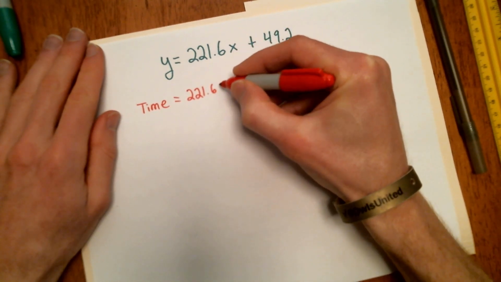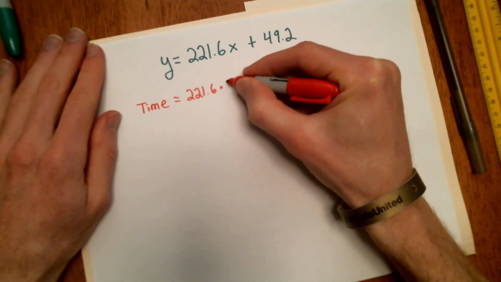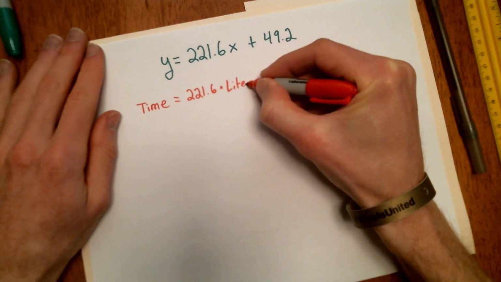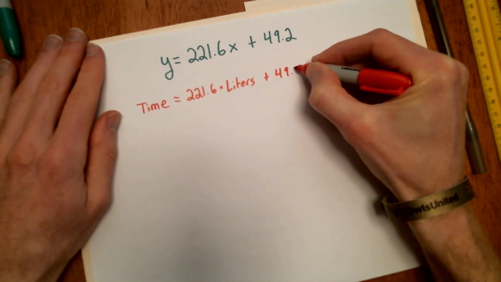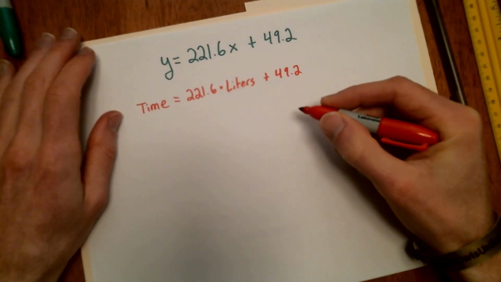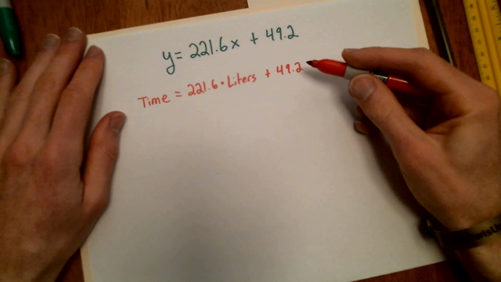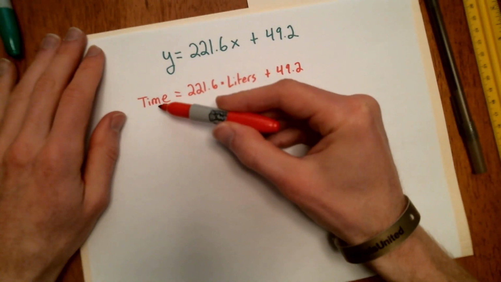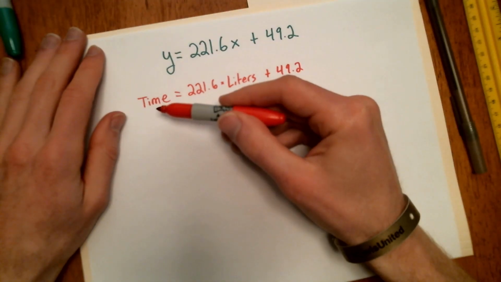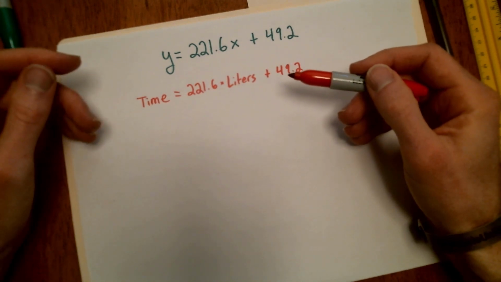221.6 times, I'll use a little x there, how many liters of water you started with, and then we add on this number right here. This is a prediction. I mean, it's a prediction equation in the sense that you tell me how many liters of water you got, and I'll tell you how long it's going to take to boil. At least based on the data we've collected, this is our best prediction based on that nice graph that we produced.